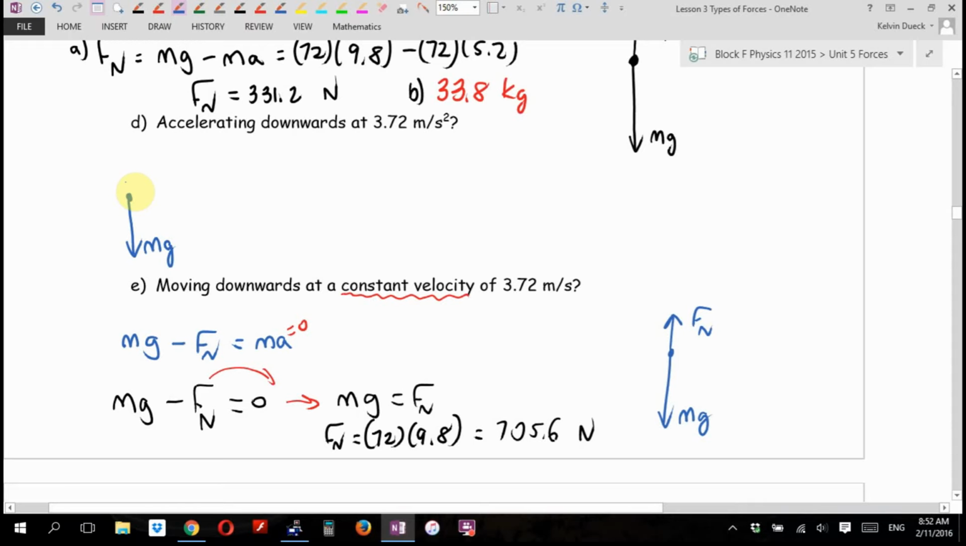Okay, so what other forces are acting on this person? Because acceleration isn't a force. Which way? I think the normal force is going to point up. Now here's the question. Am I going to draw the normal force bigger, smaller, or the same size as gravity?